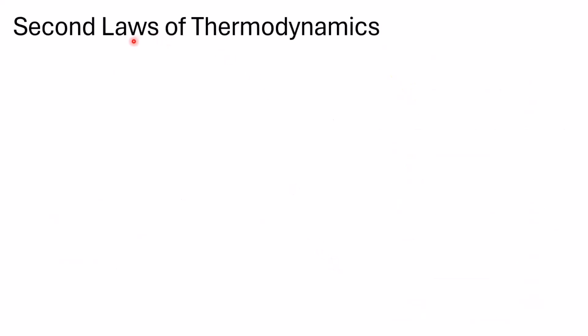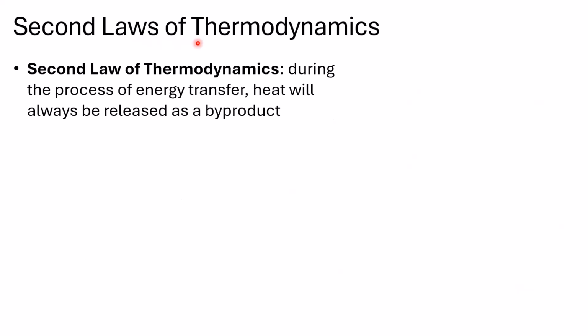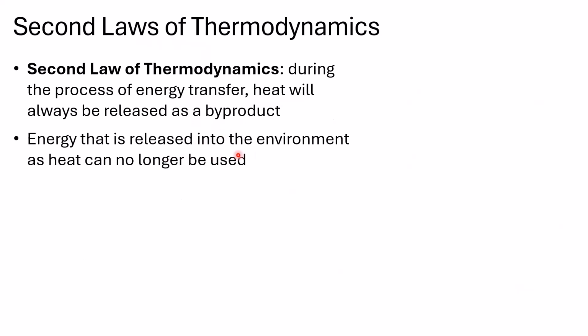The second law of thermodynamics has to do with the efficiency of energy transfer, or the lack of efficiency. It states that when energy is being transferred or converted from one form to another, heat will always be released as a byproduct. That means that not all of the energy is fully converted from light energy to chemical energy in photosynthesis, and some of it is lost to the environment as heat. When energy is released into the environment as heat, it can no longer be used.